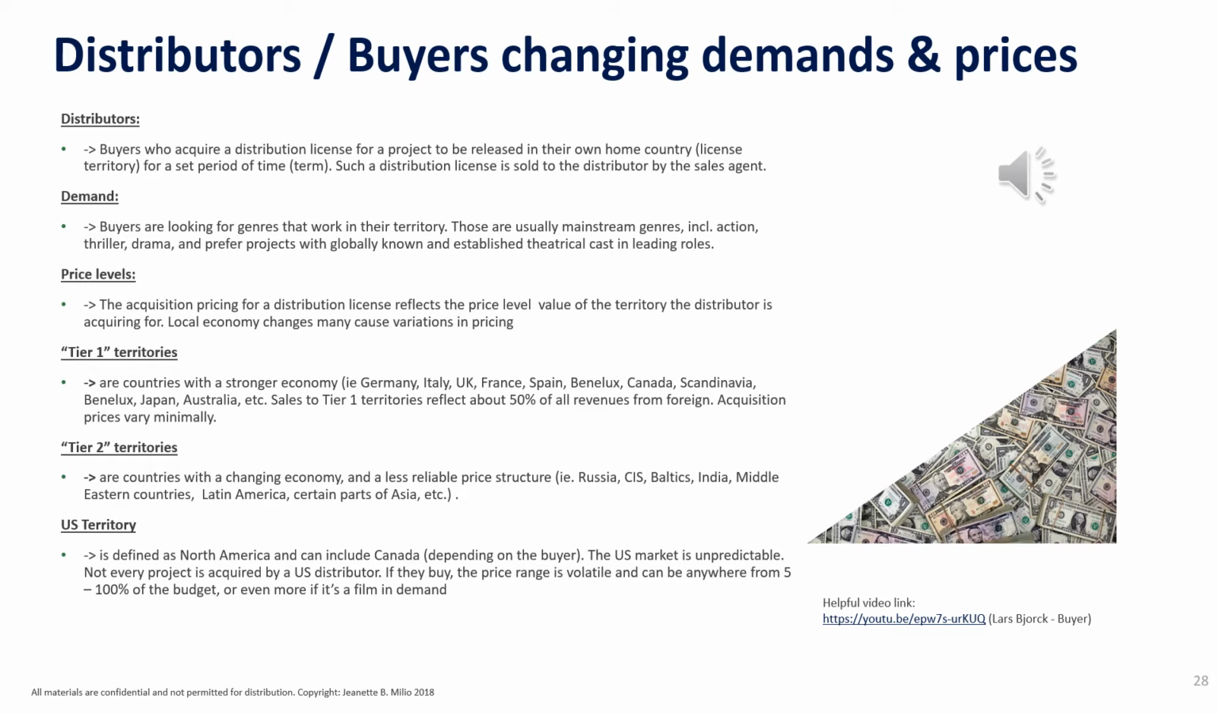The U.S. territory is defined in most cases as U.S. and Canada. For sales estimates purposes, it's usually kept at 0 because the market is very volatile and it's very hard to guess what it could be. So the bank, as an unsold territory, will not lend against this territory at all. But when it comes to a pre-sale, U.S. buyers are very strong and would therefore be considered a tier 1 territory.